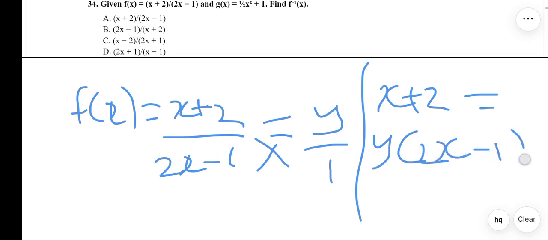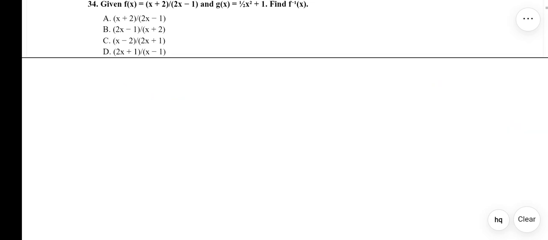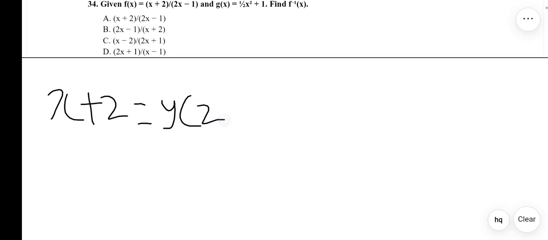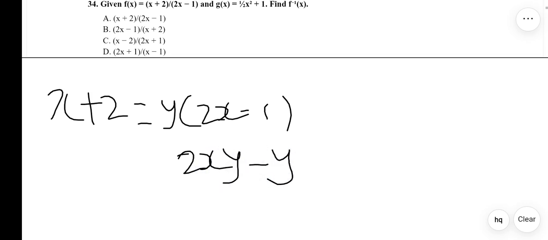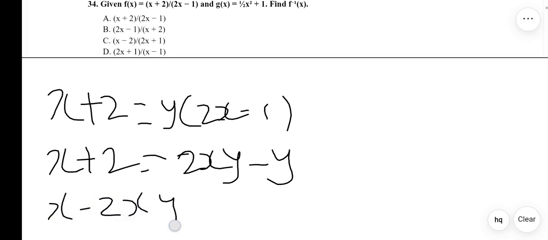2x minus 1, right? So now I'm going to open this bracket. So I will have x plus 2, the same thing as y times 2x minus 1. That is what I have before. So this y times 2x will give me 2xy minus y times 1 will give me y is equal to x plus 2, right? So this one that is having x will come to this side, so x minus 2xy. Then this minus y will remain here. This 2 will also come, it will become minus 2.